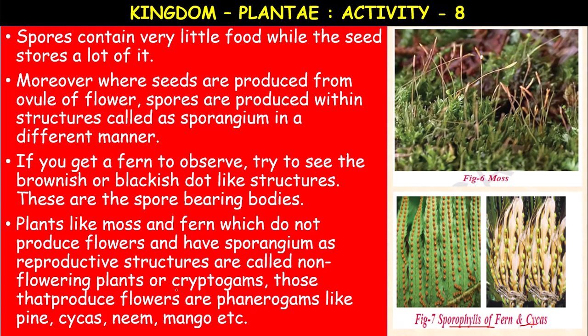Non-flowering plants are also called cryptogams. The flowering plants are called phanerogams. The non-flowering plants are called cryptogams. So those that produce flowers are called phanerogams, like pine, cycas, neem, mango. These are all the examples of the flowering plants. So here cycas, it is a flowering plant, but it is a gymnosperm. So there is no fruit, only the seeds are produced.